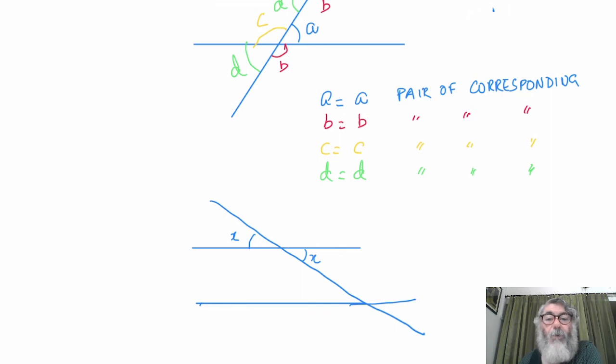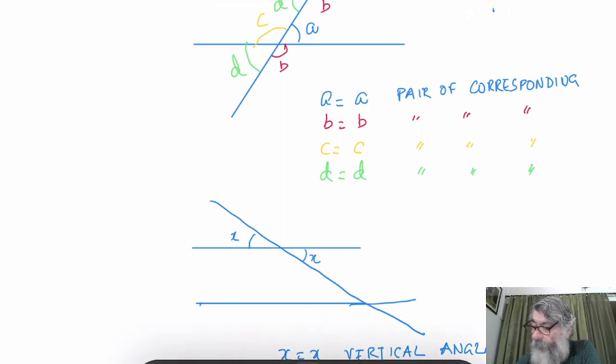These are vertically opposite angles. x is equal to x, vertical angles or vertically opposite angles. Then let us take another pair. This is y, this is y. y is equal to y, always. Vertical angles.